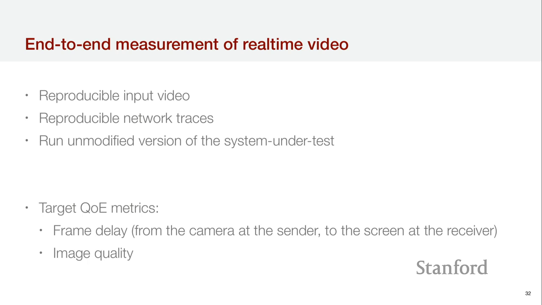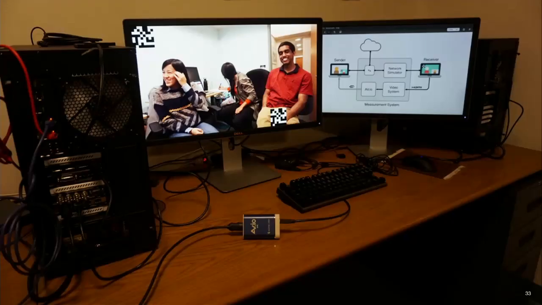So the goal here was to have a totally reproducible video that we stream, a reproducible video conference, and reproducible network conditions that we test over, and we want to run the unmodified versions of the system under test. So I don't want to be changing Skype or Facetime or Hangouts or WebRTC. I want to run them unmodified, and of course our system, and we'll just see how well they do. And the target metrics are the standard quality of experience metrics. The delay: what is the delay between when something happens at the sender and the first time you see it at the receiver? And the quality, which is the same structural similarity metric.